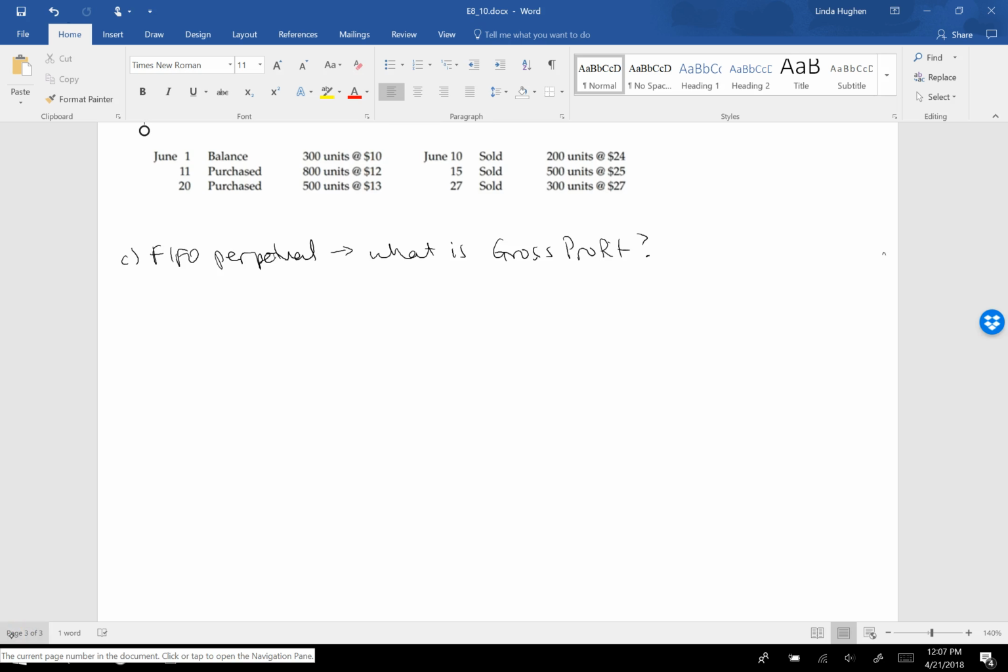All right, part C asks us to assume that the company is using the FIFO perpetual method, and asks us to calculate gross profit. So remember what gross profit is: sales minus cost of goods sold. So let's start by calculating cost of goods sold using the FIFO perpetual method. So remember FIFO, the first inventory to come in, the earliest purchases, we assume those are sold first. On our June 10th sale, this is the perpetual method, so every time there's a sale, we can look at the inventory and assume that was sold.